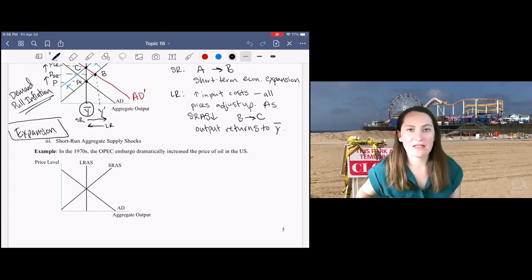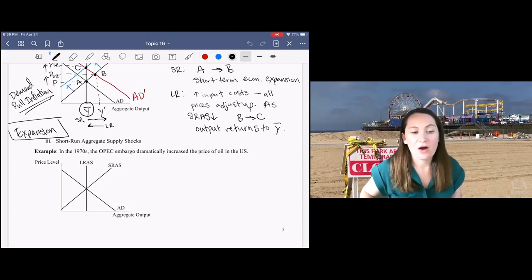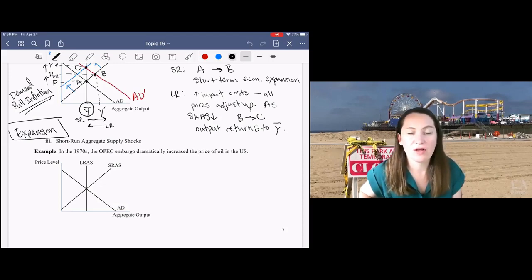In the last video, we talked about how most recessions can be understood by thinking about shocks to aggregate demand. But sometimes we have recession due to an aggregate supply shock. We're going to talk about one example, and an important example of that in this video. In the 1970s, OPEC, which is the Organization of Petroleum Exporting Countries, a cartel for oil production, decided to place an embargo on the US, and the price of oil in the US went up dramatically.